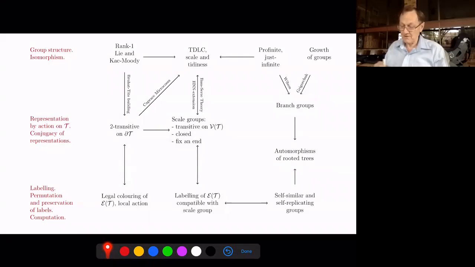I'll speak about some of this in more detail later in the talk. But the second row is representations of some of these abstract groups on trees. Generally these are theorems, as part of the structure theory of these groups, that tell you they can be represented as acting on trees. And then in the third row we have groups acting on trees, but there's some labeling of the vertices of the tree. And that's used to make explicit computations in the group.